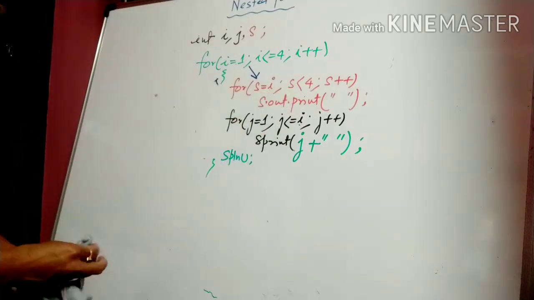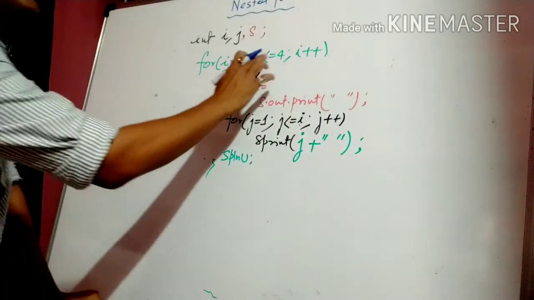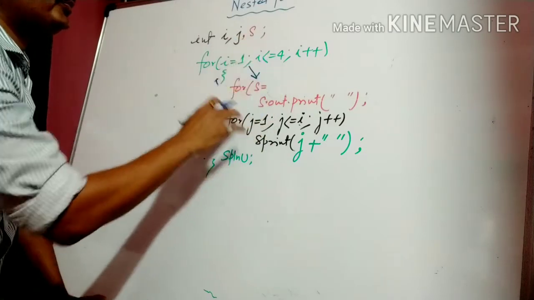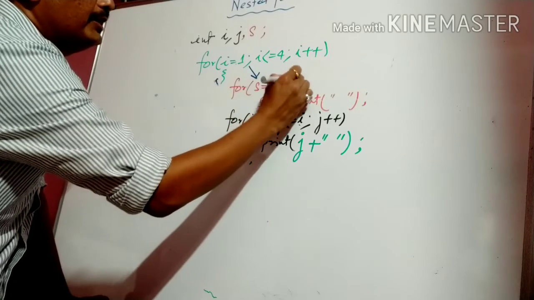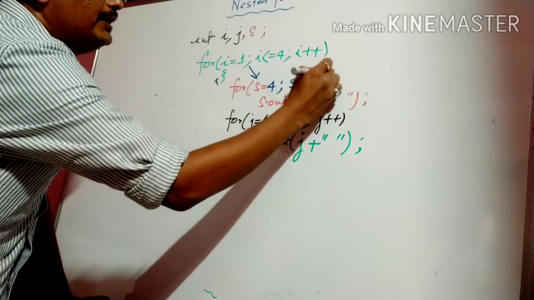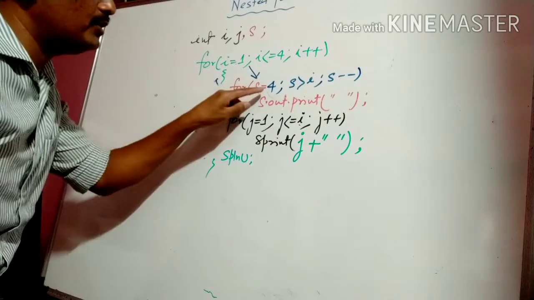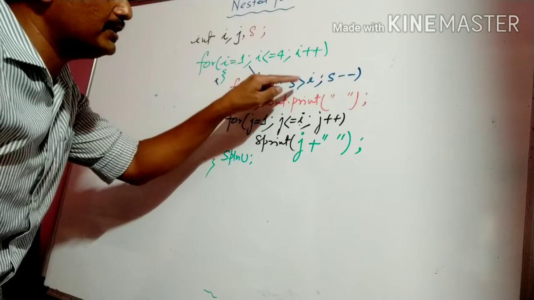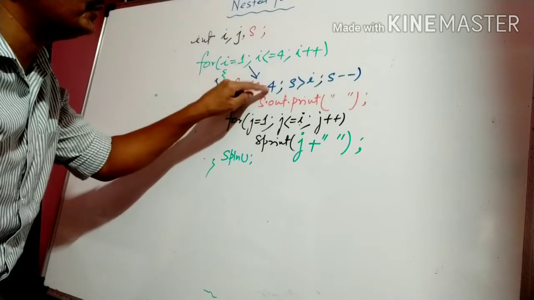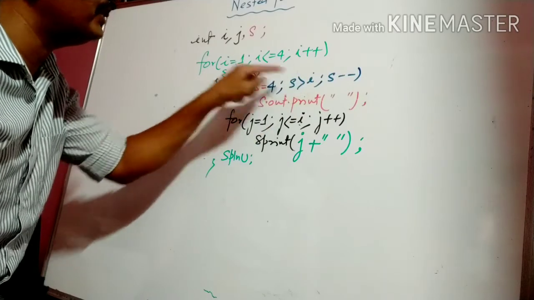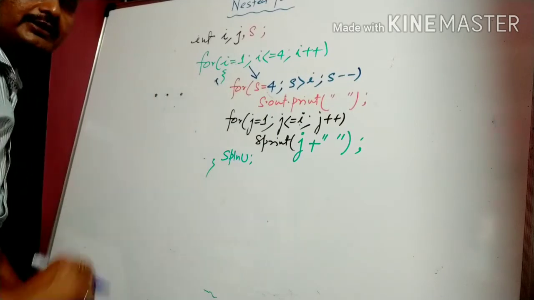First time it will give 3 spaces. If you want to change, modify this logic, you can write it that way. How many times will the outer loop run? 4 times. This loop will execute 4 times. So you can write s equal to 4, s greater than i, s minus minus. Things will be the same. Or you can write s equal to i, s less than 4, s plus plus. What is the value of s? 4. From 4 to where? i. What is the value of i? 1. 4 greater than 1, how many times will the loop execute? The loop will execute 3 times. We will get 3.